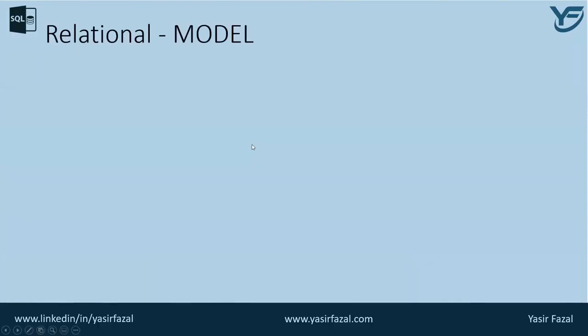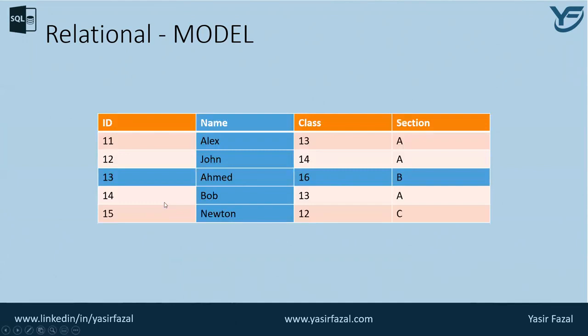When we talk about the relational model, it is the most popular data model in database management systems. It is a more scientific model than other models, and it is based on first order predicate logic and defines a table as a relation. So what does that mean? It means that data is stored in tables that are called relations.